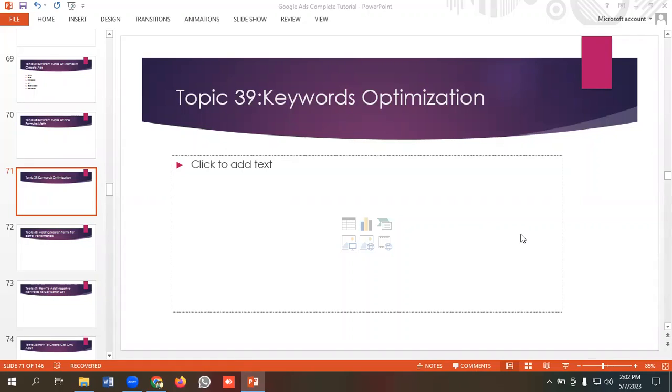Okay. So in today's lecture, we'll be discussing keyword optimization in our Google Ads. So how we can optimize our keywords for getting better performance. So without further ado, let's get started.